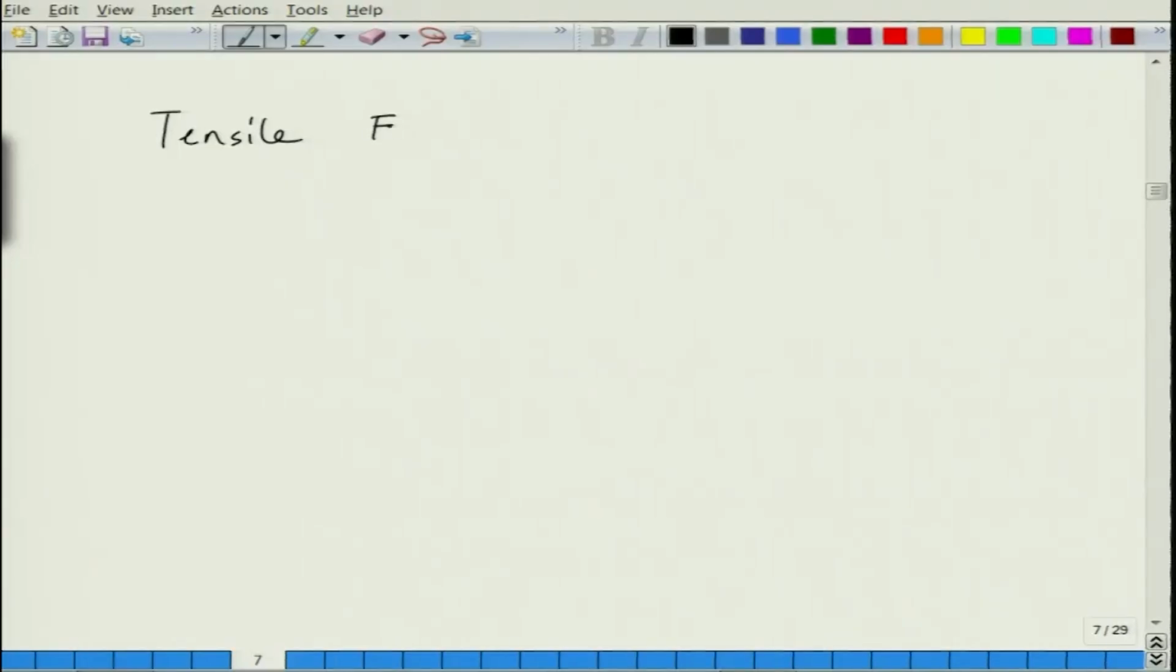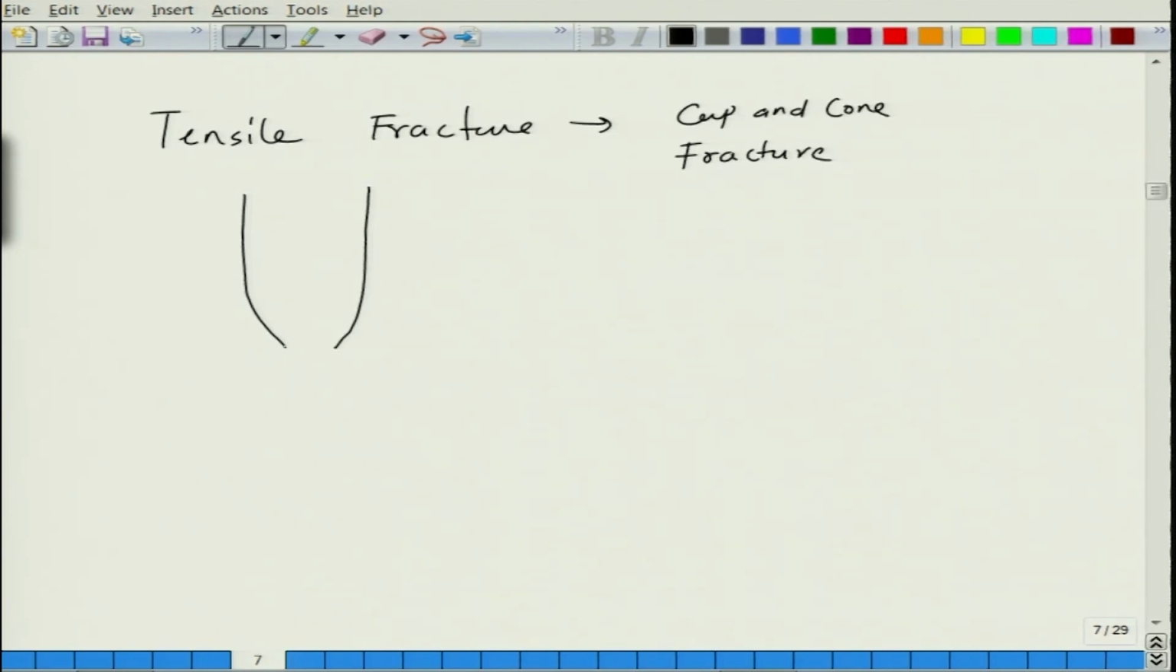So this fracture which it leads to, basically tensile fracture, leads to what we call as cup and cone kind of fracture. So what we basically will have is sample will show sort of facets, and this top part will be something which will fit in directly there.